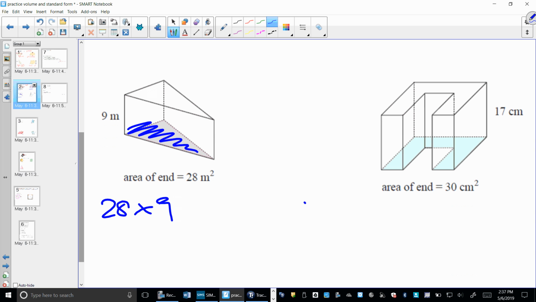So what would I do for this next one? You would see what 17 goes into 30. Why do you want to divide it? Remember we said the volume of the prism is the area of the cross section multiplied by the length.